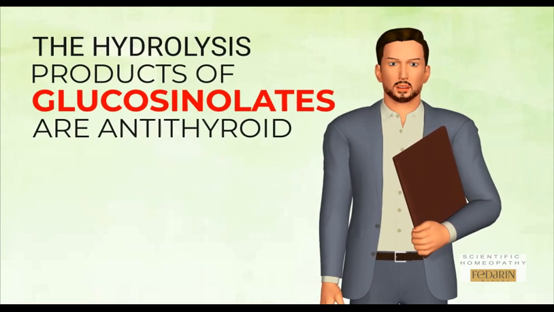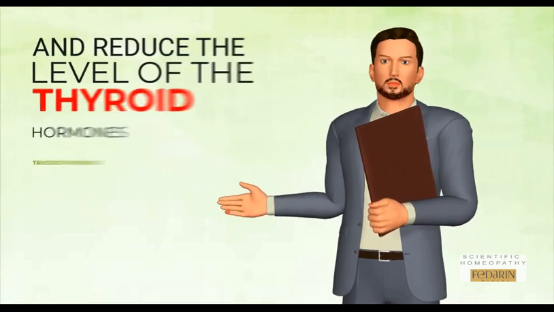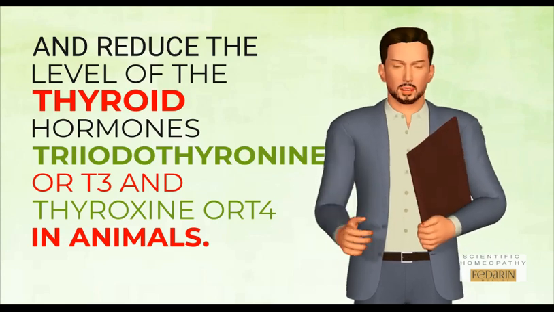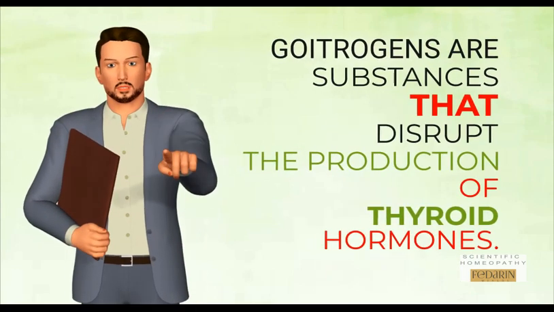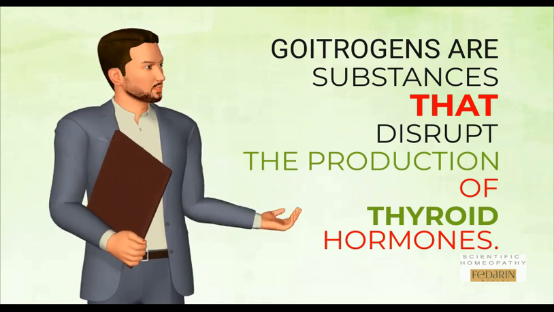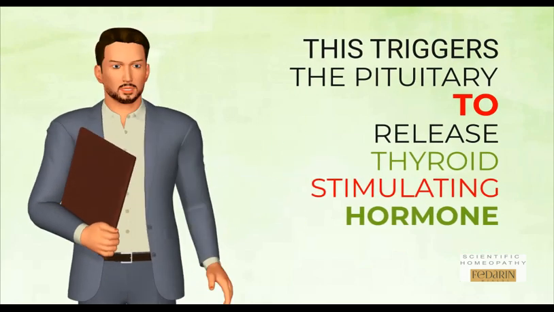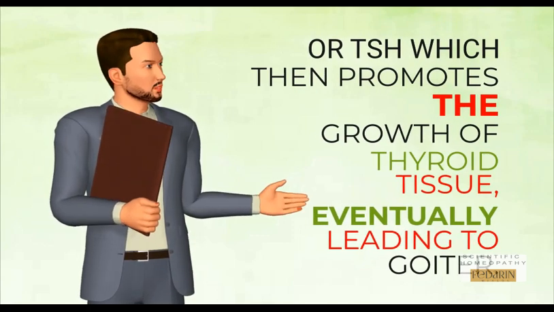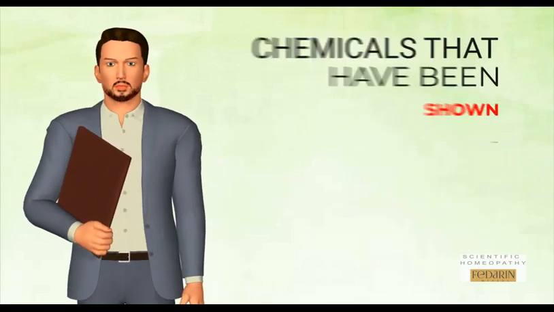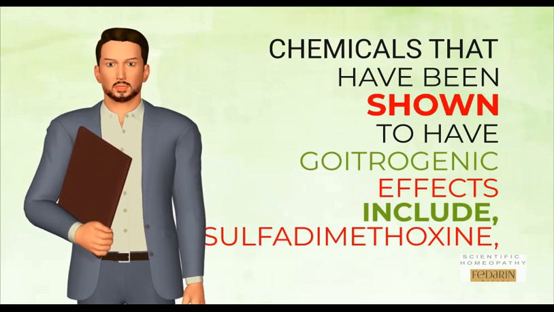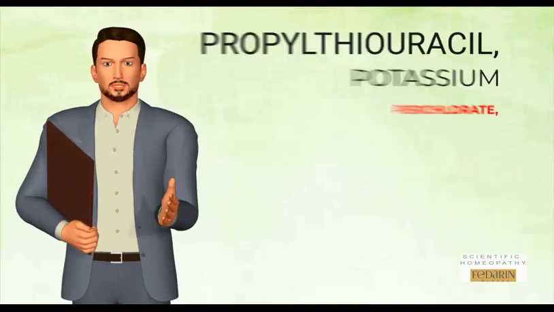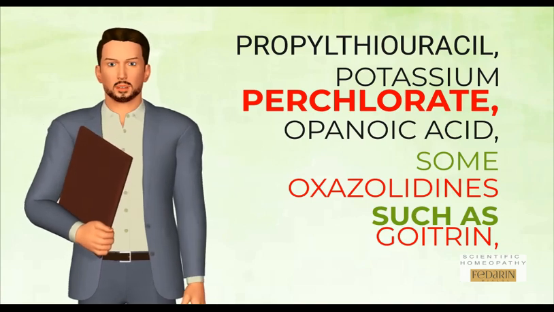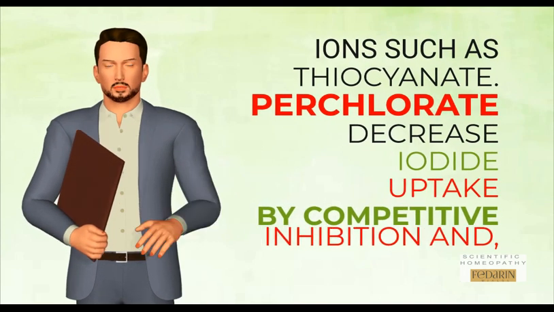The hydrolysis products of glucosinolates are antithyroid and reduce the level of the thyroid hormones triiodothyronine, or T3, and thyroxine, or T4, in animals. Goitrogens are substances that disrupt the production of thyroid hormones. This triggers the pituitary to release thyroid-stimulating hormone, or TSH, which then promotes the growth of thyroid tissue, eventually leading to goiter. Chemicals that have been shown to have goitrogenic effects include sulfadimethoxine, propylthiouracil, potassium perchlorate, iopanoic acid, some oxazolidines such as goitrin, and ions such as thiocyanate.